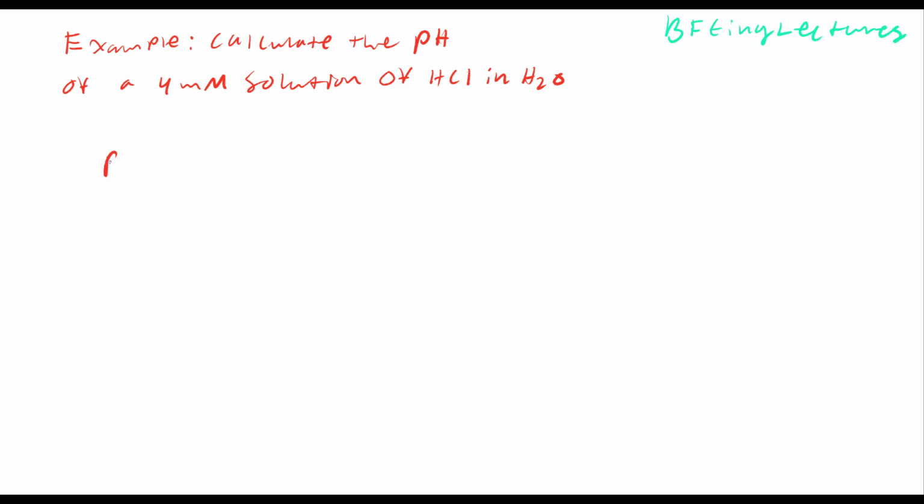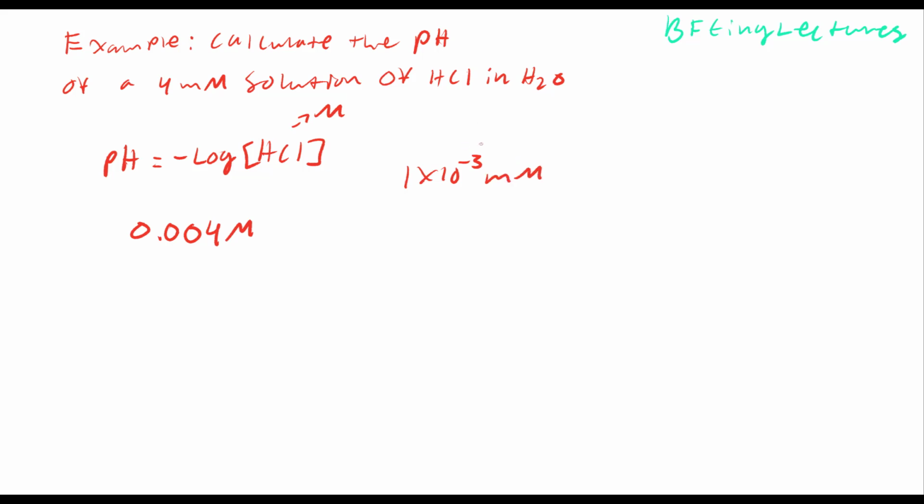So the pH, we know, is equal to the negative log of the acid. So let's do HCl, right? But notice that this has to be in molars, not millimolars, okay? So what is a millimolar? Well, we know that millimolar is like 1 times 10 to the negative 3. So that's going to be 1, 2, and 3. So that's 3 zeros right there. So 1 times 10 to the negative 3 is a millimolar. So you need 3 zeros to do that, okay?